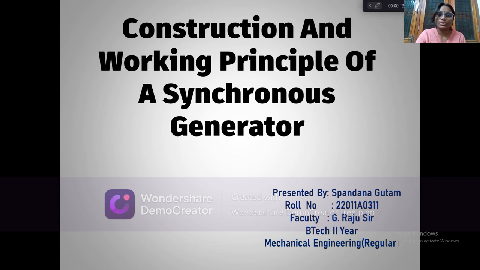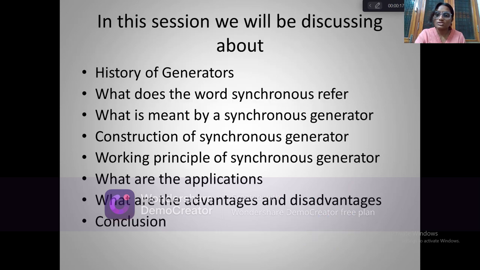Today we'll be discussing the construction and working principle of a synchronous generator. In this session, we'll discuss the history of generators, what the word synchronous refers to, what is meant by a synchronous generator, and its construction and working principle. Last, we'll look at the applications, the advantages and disadvantages of the synchronous generator, and then conclude.